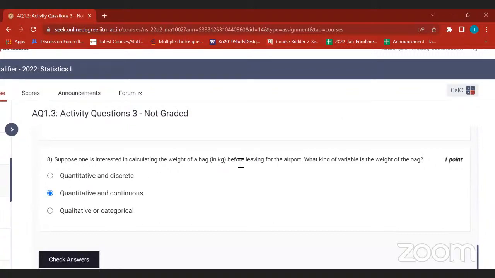Okay. If you are measuring a bag, it could be 10 kg, right? It could be 10.12 kg. If you have a powerful tool of measurement, it could be 10.1287 kg. It can take any value from 0 to infinity, right? Yes, sir. All possible values. So that's why it's continuous.